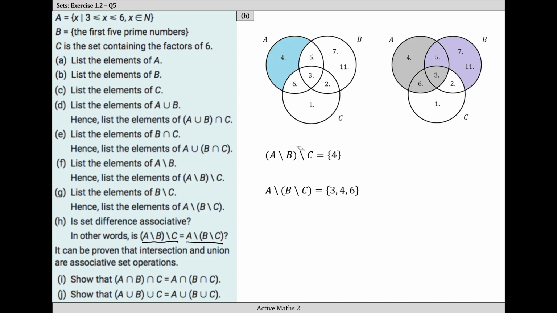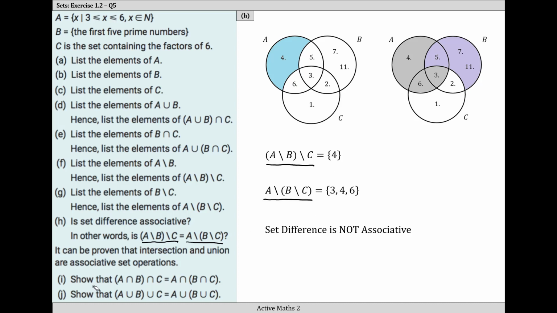And so, is the blue part the same as the grey part? No. And so A without B without C is not the same as saying A without B without C. And so, set difference is not associative. Remember, it is associative if the brackets don't make a difference to the answer in the question. In this case, they do make a difference. The order you do things makes a big difference to the answer in this question.